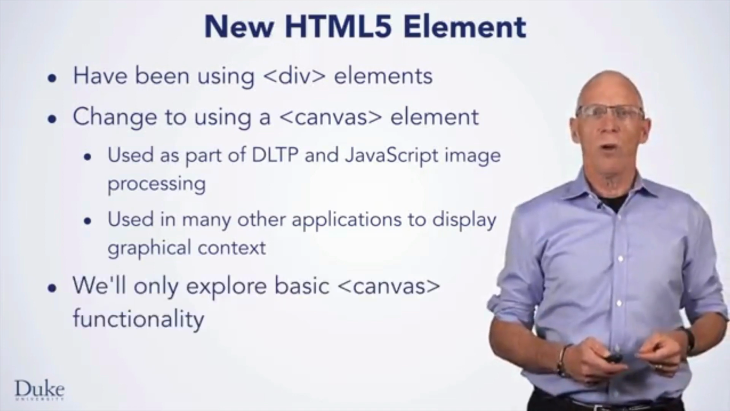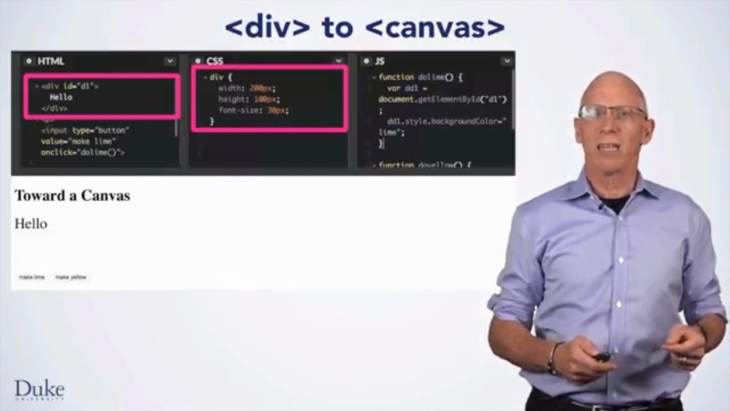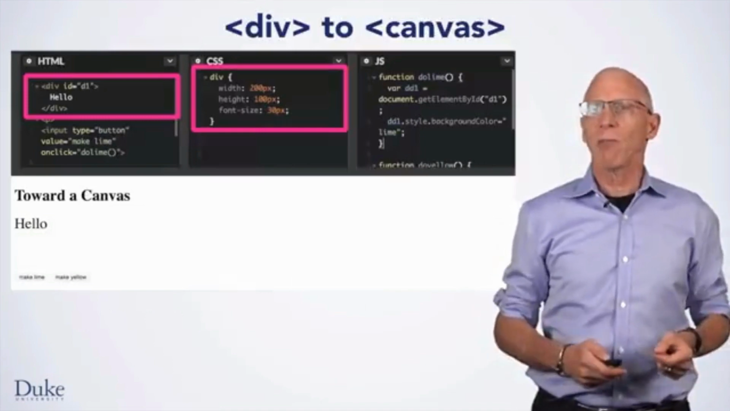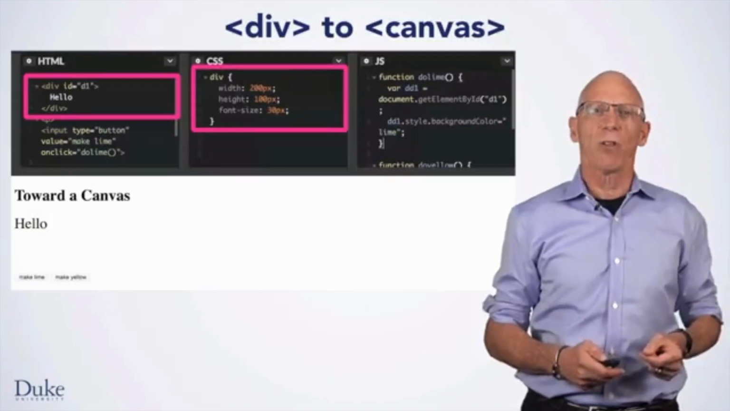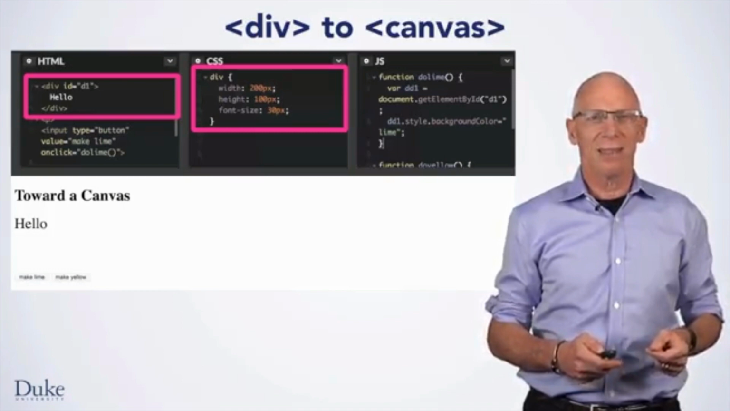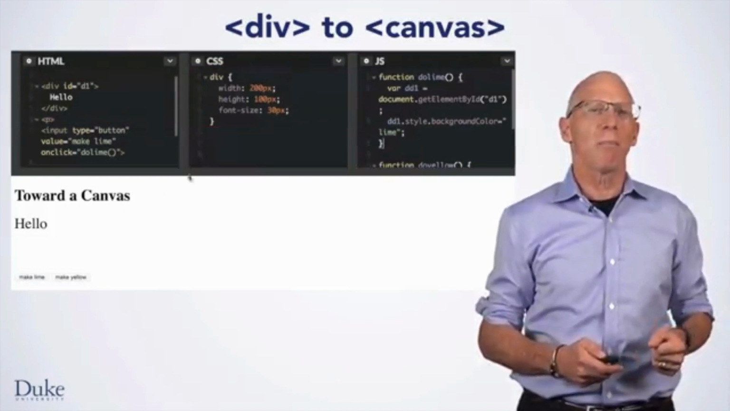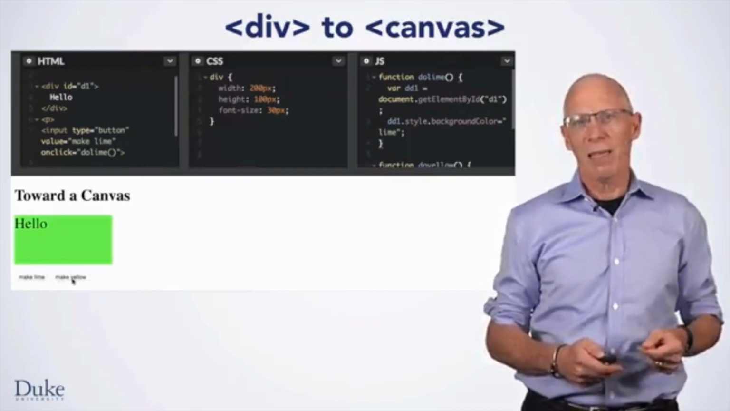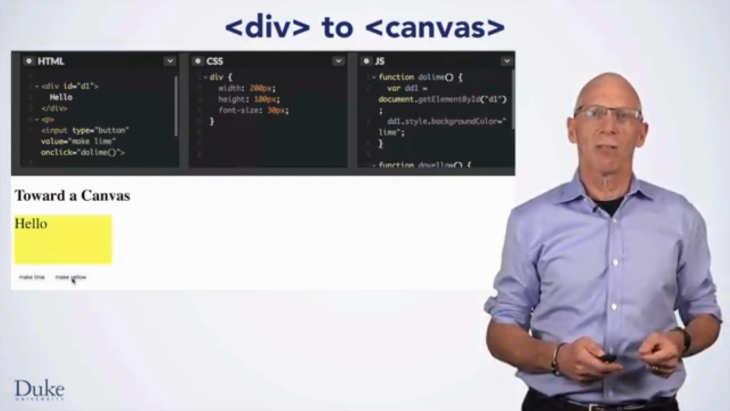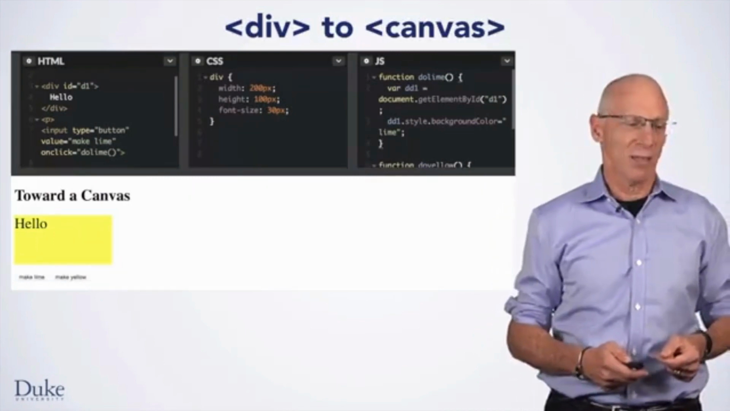Previously, you have seen the div element used to specify a section of a web page so that the background color or other attributes can be changed programmatically by referring to the element ID, in this case D1. On this page, the Make Lime button changes the background color to lime, and the Make Yellow button changes the background color to yellow. Let's try using canvas element instead of div.